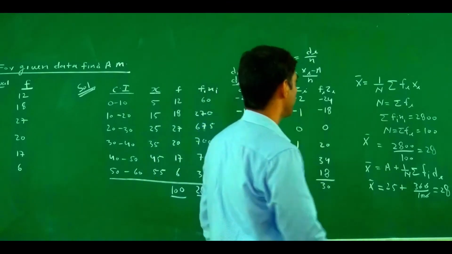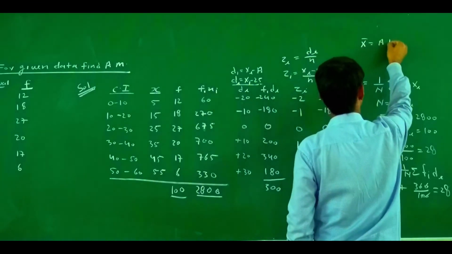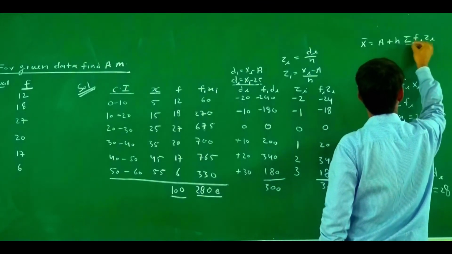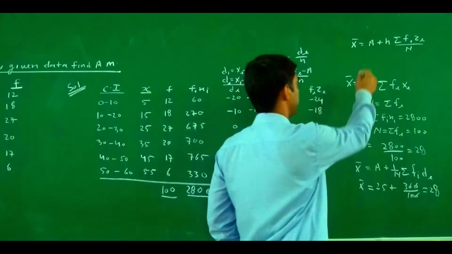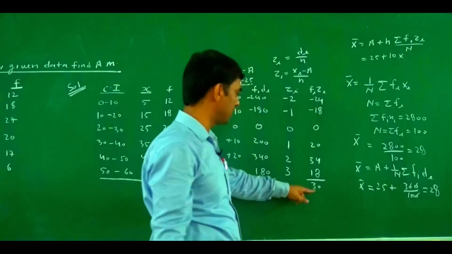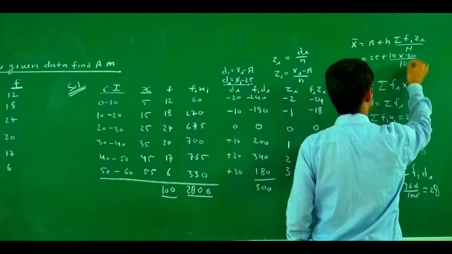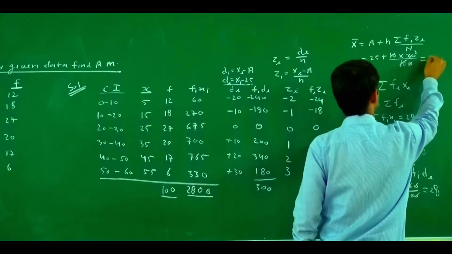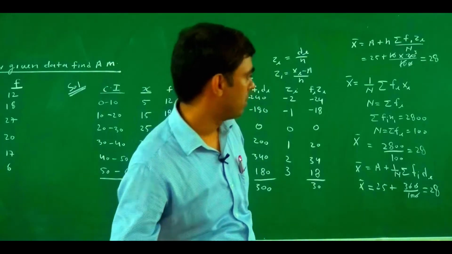So now what is the value of x bar? What is the formula? The formula here is x bar equals a plus h times summation of fizi divided by capital N. So what is the value of h? h is 10, and a is 25. So 25 plus 10 into summation of fizi, which is 30, divided by capital N, which is 100. If we divide this, what is the value? 3, and the total becomes 28.